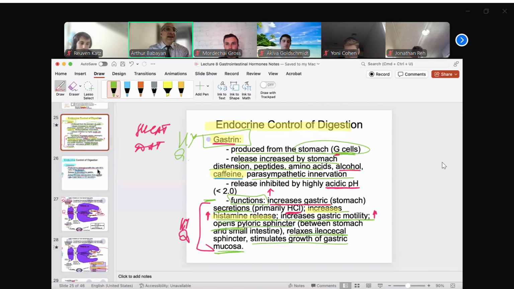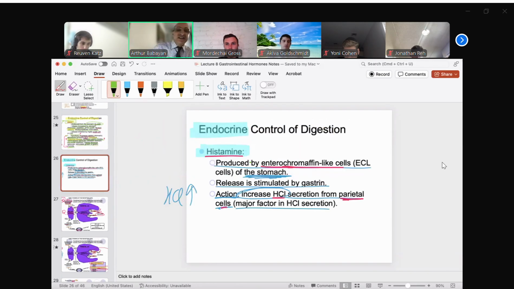What about the endocrine control of digestion? That will be histamine. Histamine is produced by the enterochromaffin-like cells in the stomach, released when stimulated by gastrin. Its action is to increase hydrochloric acid secretion from the parietal cells. That is the major factor for hydrochloric acid secretion. Why do we have to know about the H receptors, the histamine receptors? Histamine receptors are very important, especially if you treat with medication.